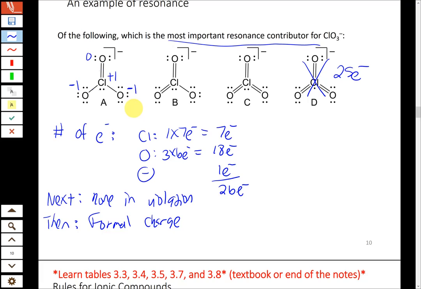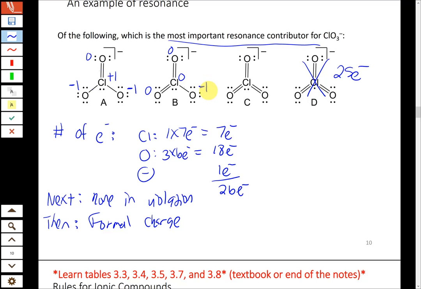Work through those yourself if you didn't quite follow how I got that so quickly, but I don't want to spend too much time on this problem. For choice B, all the doubly bonded oxygens have 0 formal charges. Our central atom in this case is also 0, because now it has 1, 2, 3, 4, 5, 6, 7 electrons around it, and this one's -1.